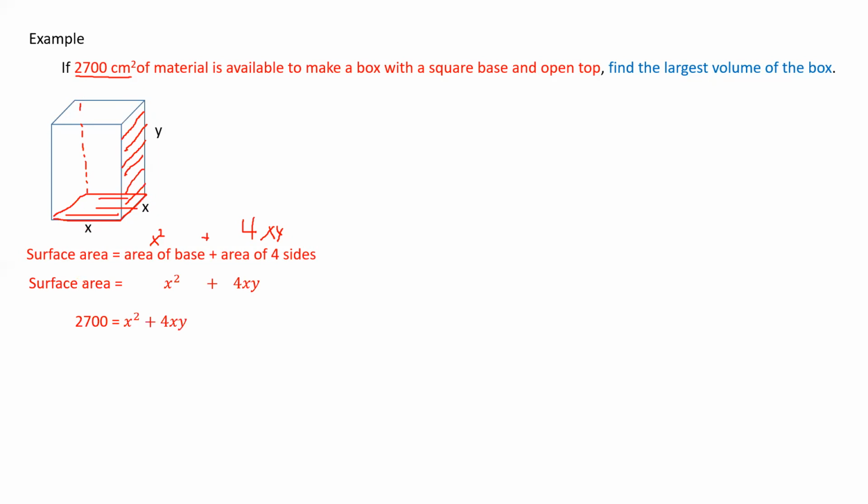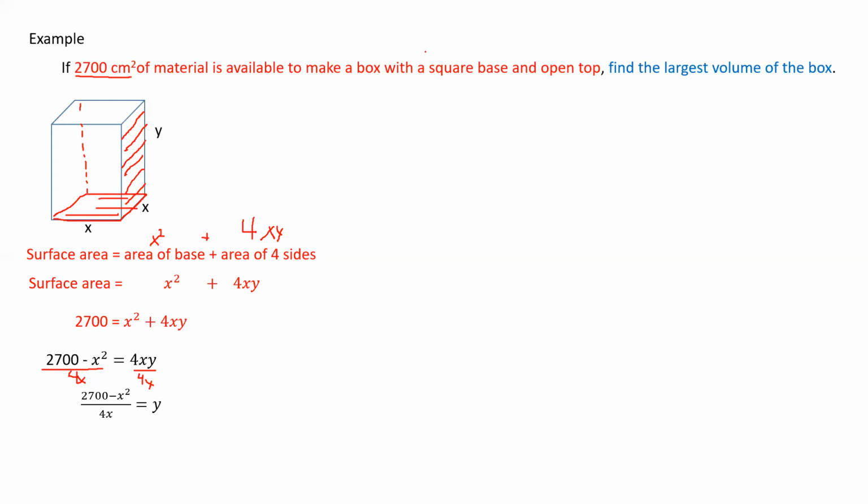We need to get y by itself. So what do we do now? Shall we take the x squared over and then divide everything by 4x to get y by itself? So y is equal to 2,700 minus x squared over 4x.